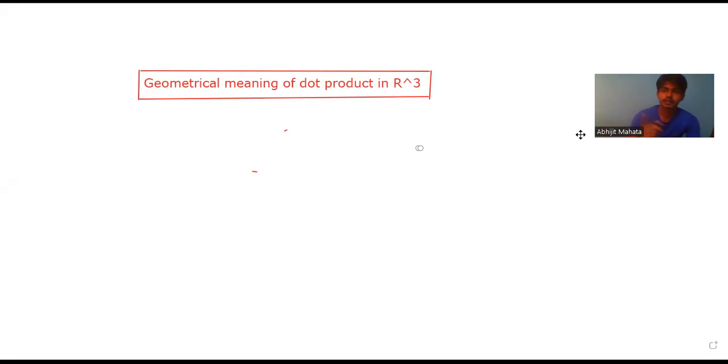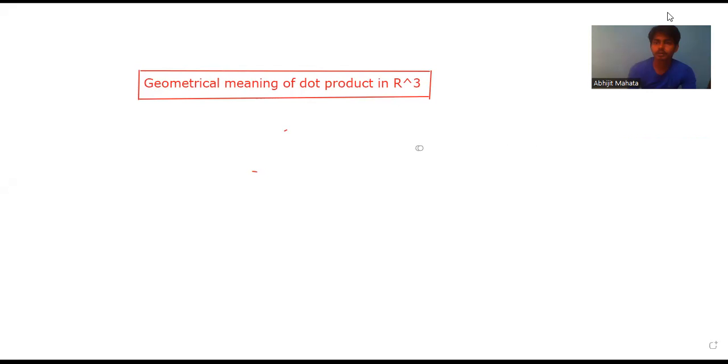Everyone. So in this video we will see the geometrical meaning of the dot product, basically in R3. In R3, the dot product is an algebraic concept, but in R3 it also has a geometrical meaning. So we see that geometrical meaning here, and that concept we actually use in R4 or R5, in general for any inner product space.